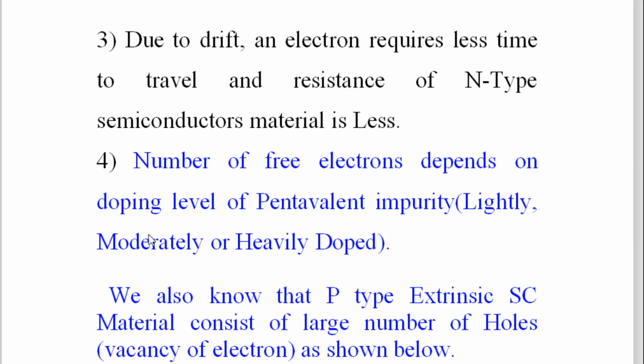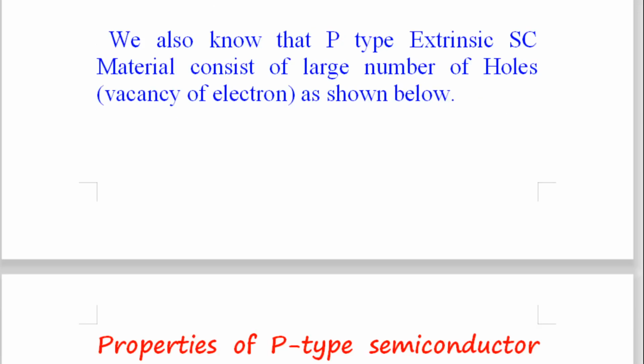Number of free electrons depends on the doping level of pentavalent impurity. You know doping: lightly doped, moderately doped, heavily doped. If you add a very small number of pentavalent impurities, few free electrons will be created. If you add a little bit larger number of pentavalent impurities, a large number of free electrons will be created. And if you add a very large number of pentavalent impurities, then a very large number of electrons will be created. So these are the four properties of n-type semiconductor material.